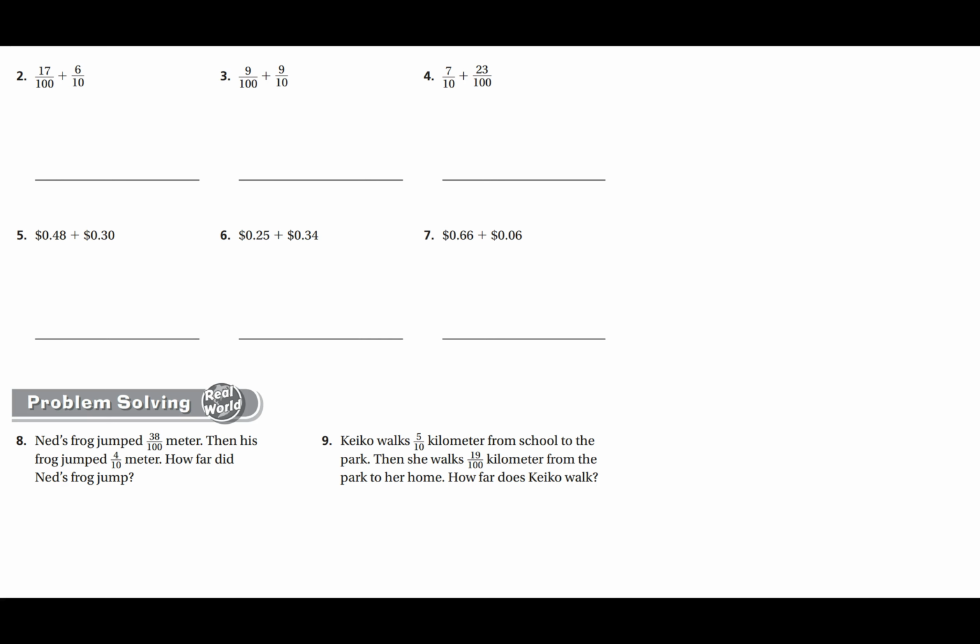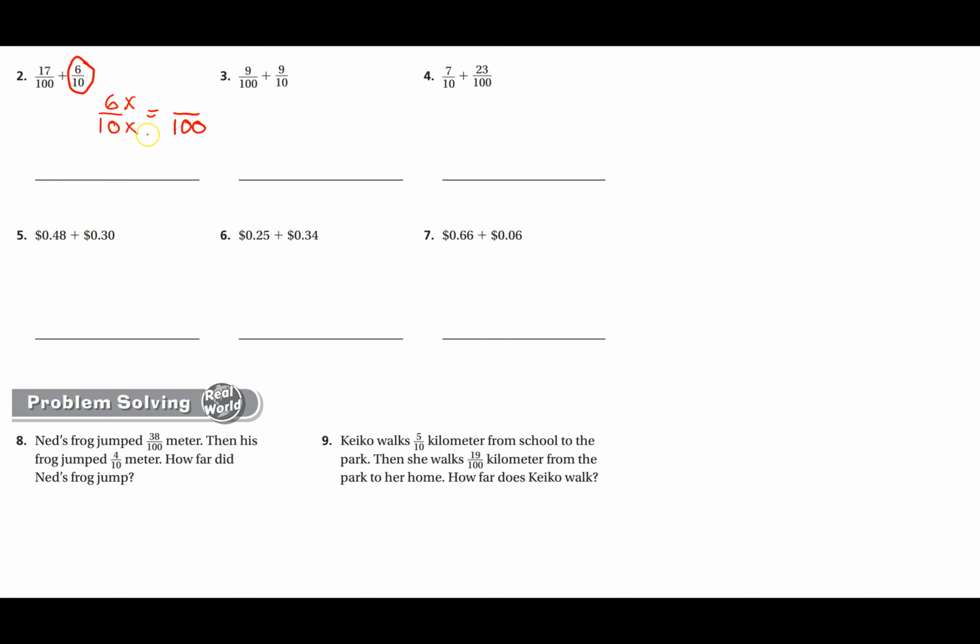Numbers 2, 3, and 4, we're essentially doing the same thing on each one. We want to add these two fractions, but before I do that, I want to change this tenths into hundredths. So I have to take 6 tenths and change it into an equivalent fraction, but one that has a denominator of 100. In order to go from a smaller number, 10, to the larger number, 100, I need to multiply. And whatever I multiply the denominator by, I'm going to multiply the numerator by the same thing.